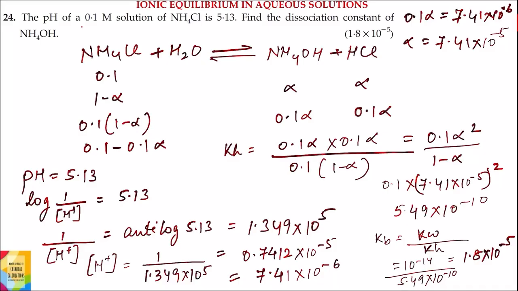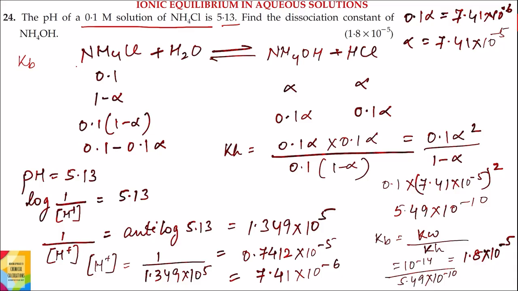The pH of a 0.1 M solution of NH4Cl is 5.13. Find the dissociation constant of NH4OH. You have to find the dissociation constant of NH4OH, which means you have to find the value of Kb. Ammonium chloride is hydrolyzed to give ammonium hydroxide and HCl.